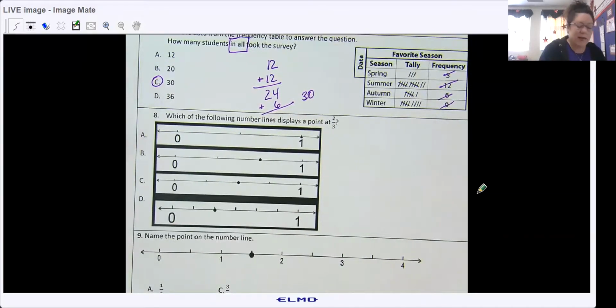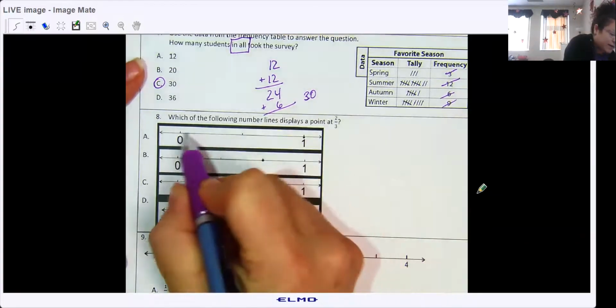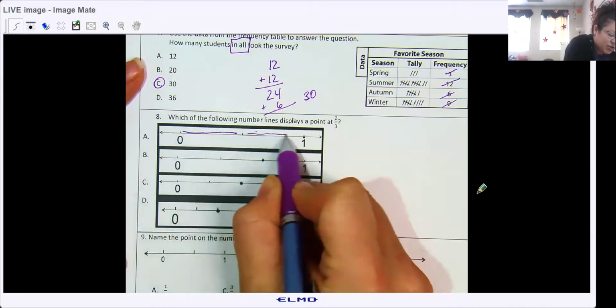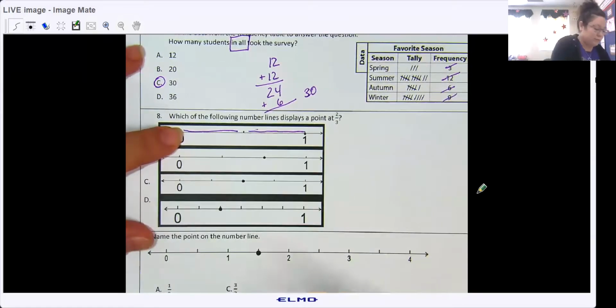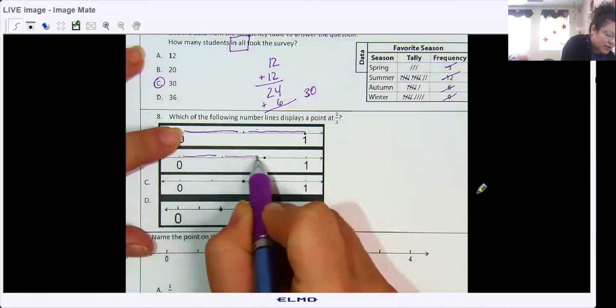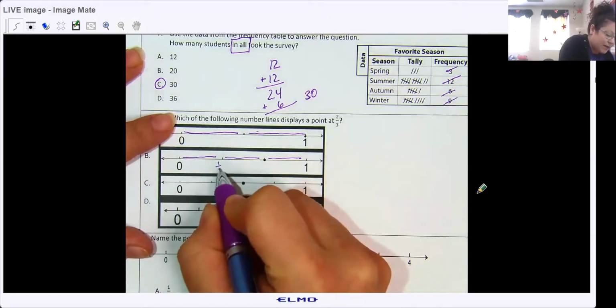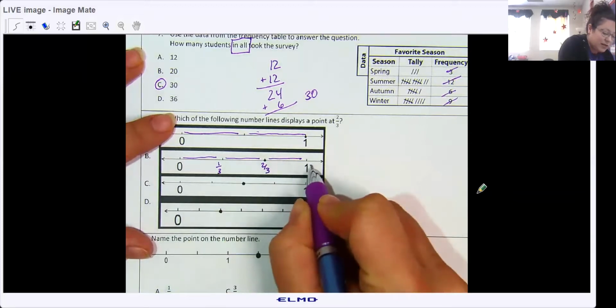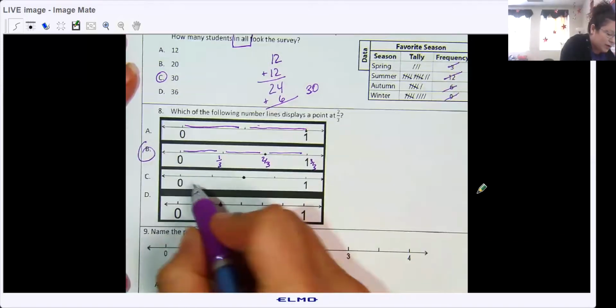Number 8, which of the following number lines point at 2/3? So like we did the other day, we're going to figure out how many pieces each number line is broken into before we can find out 2/3. So this one is broken into 2. So I know my denominator is 2 here, so that won't work. 1, 2, 3, that's in thirds. And so I would have 1/3, 2/3, 3/3. So it's B, but let's go ahead and keep going.